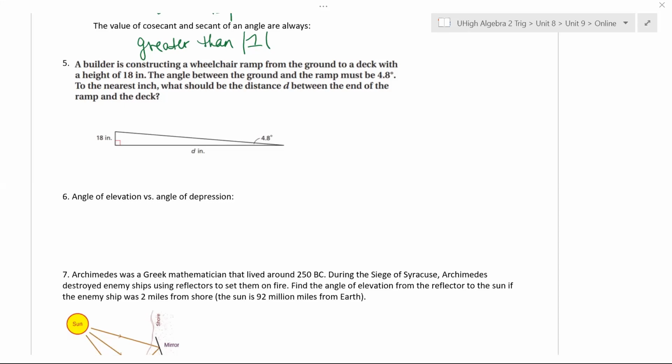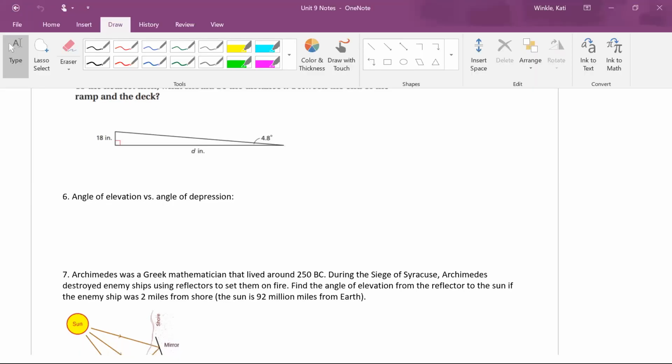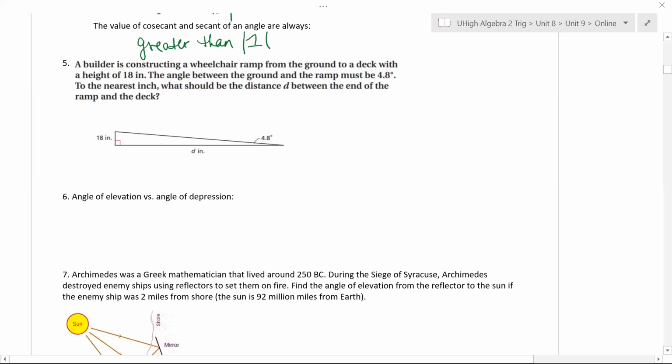Okay, so below here, we're looking at the ramp that we have. We want it to be 18 inches tall at the highest point, and we are trying to look for this distance d in which we want that length to be. So what I have right now is just a really long right triangle.